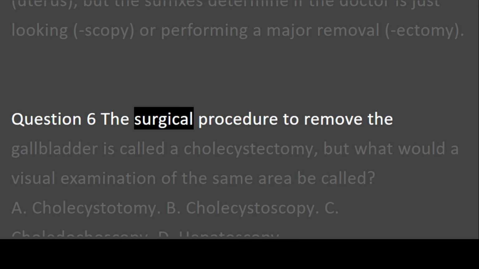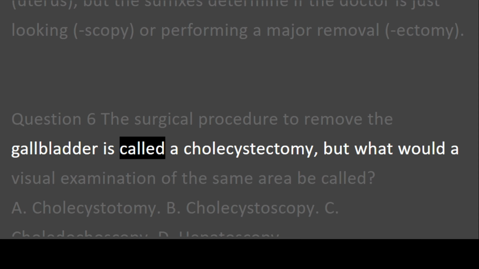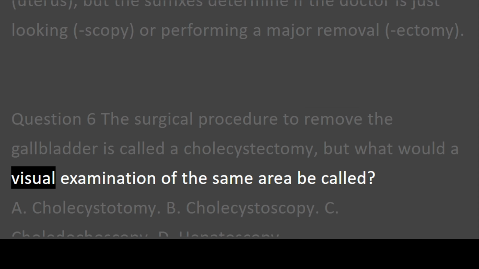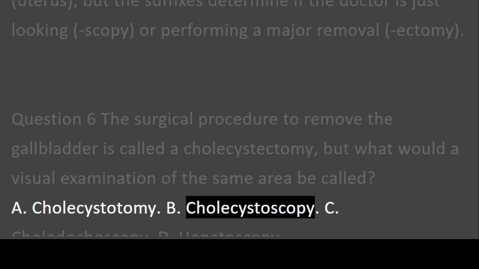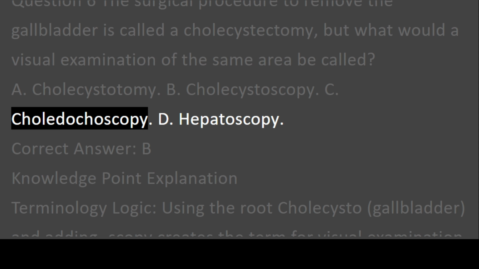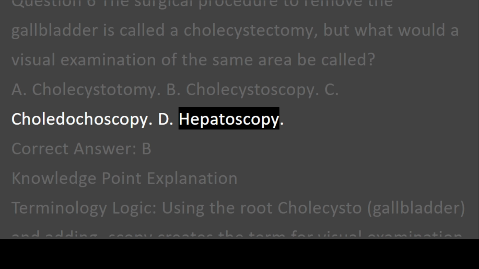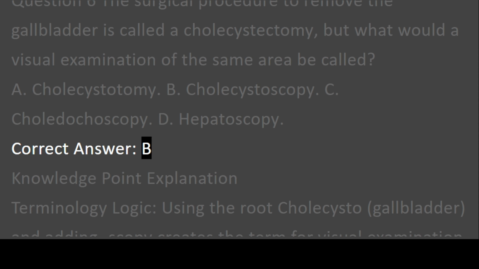Question 6. The surgical procedure to remove the gallbladder is called a cholecystectomy, but what would a visual examination of the same area be called? A. Cholecystotomy. B. Cholecystoscopy. C. Cholecystoscopy. D. A hepatoscopy. Correct answer, B.